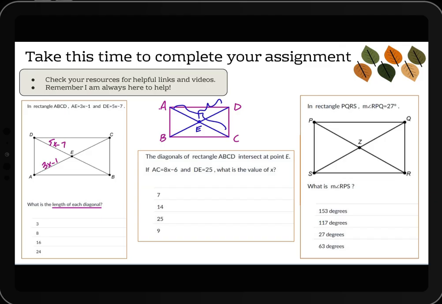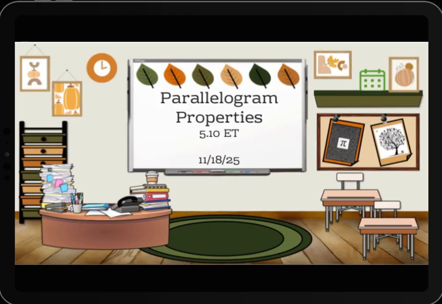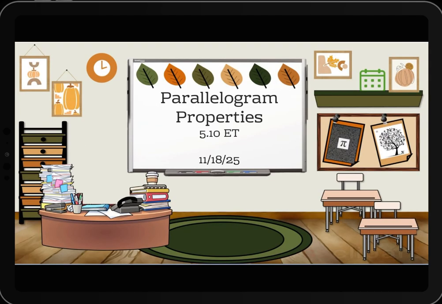And then the final question there, we have rectangle PQRS, angle RPQ is 27 degrees right here, and they're wanting RPS. So they want this angle right here. And you already know what the total angle needs to be in that particular diagram. So I leave it to you to correctly find the missing angle portion because you already know what the total at the corner has to end up being. That's going to be our lesson on parallelogram properties 5.10.